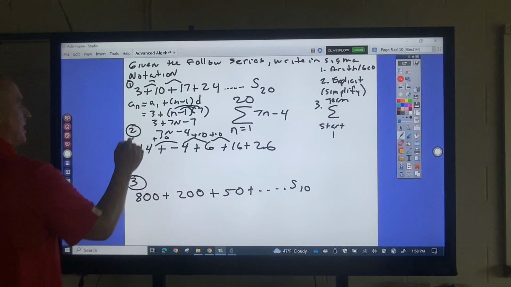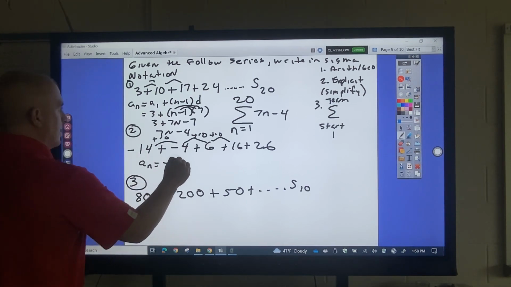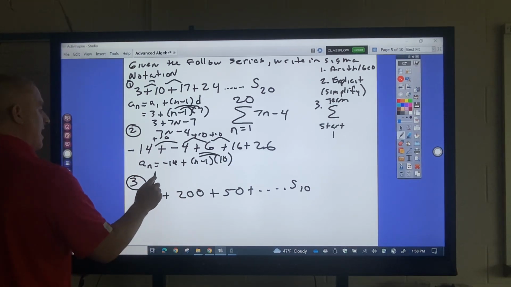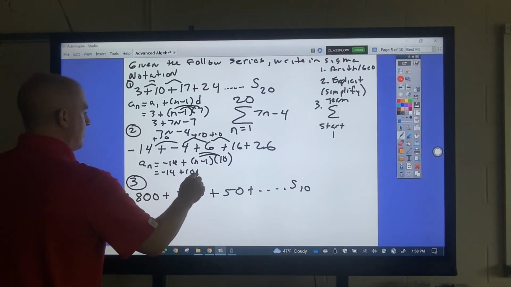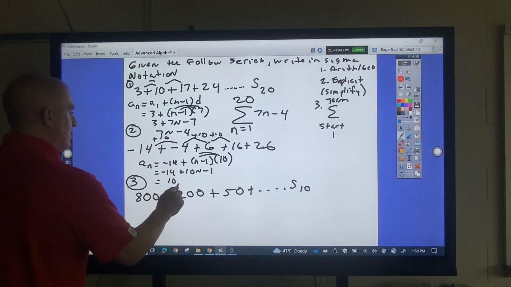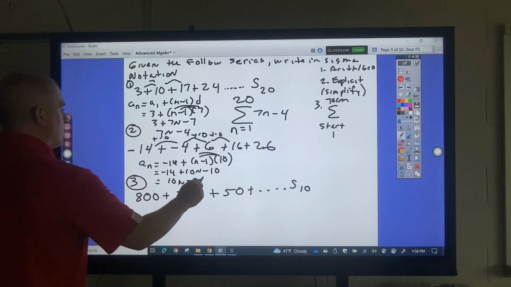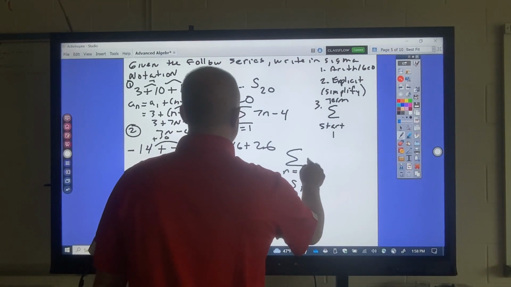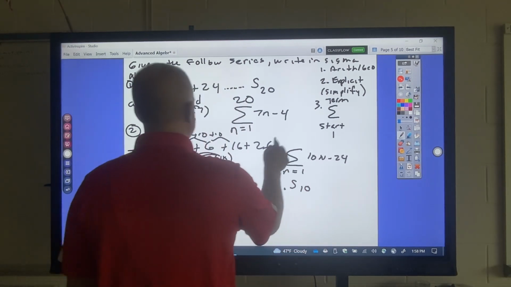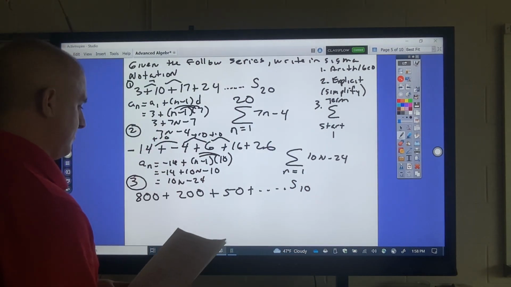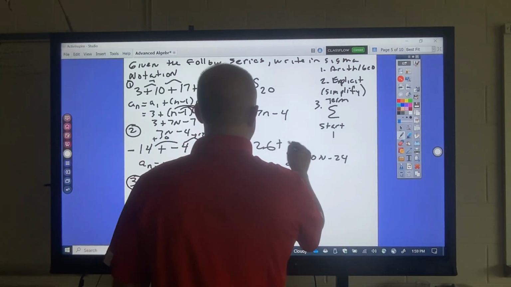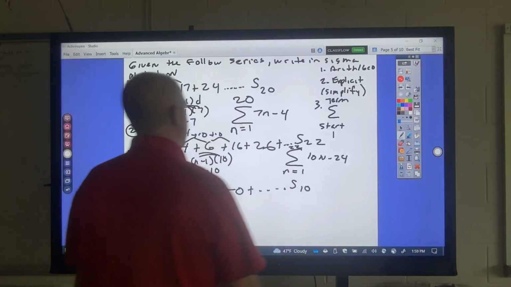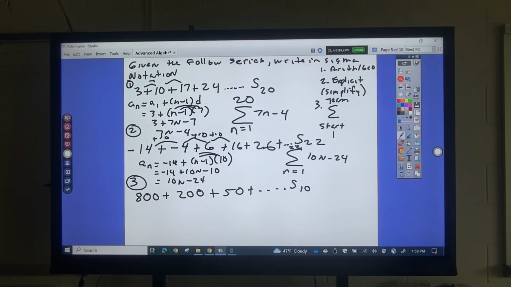So what I would want to do is use that same formula. I got negative 14 plus n minus 1 times positive 10. I'm distributing that, so that's negative 14 plus 10n minus 10. It'll be 10n minus 24. So in my sigma notation, I got n equals 1. I got 10n minus 24. And my stopping term here is, I forget, let's say it's 22. That's what you do for that.